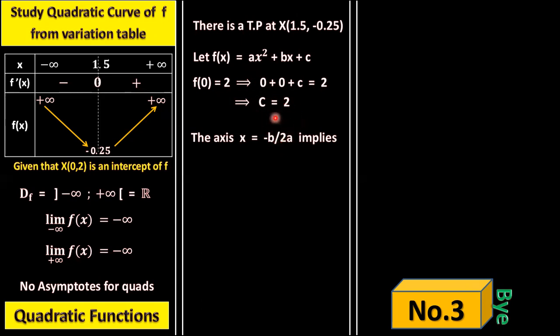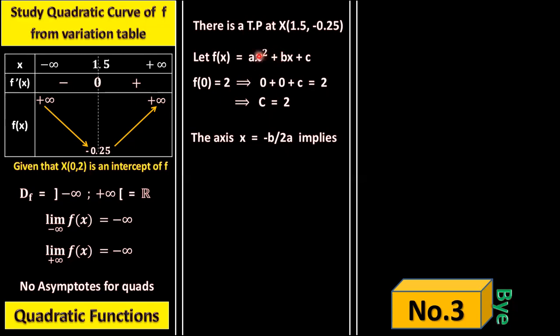Axis of symmetry is negative b on 2a. Right? If you don't understand this, you can actually look for f prime. If you differentiate this function, we are going to have f prime equal to 2ax plus b.